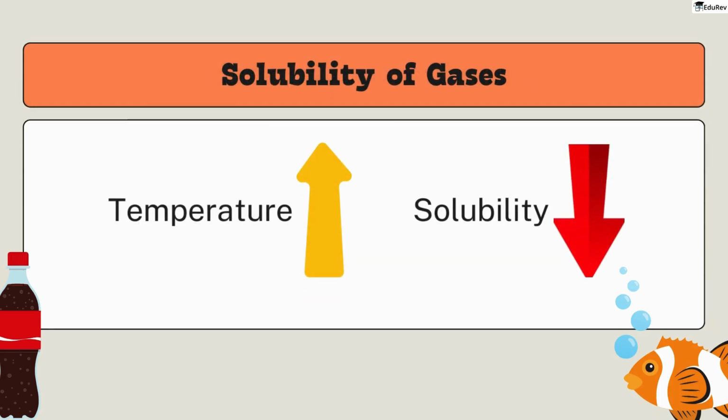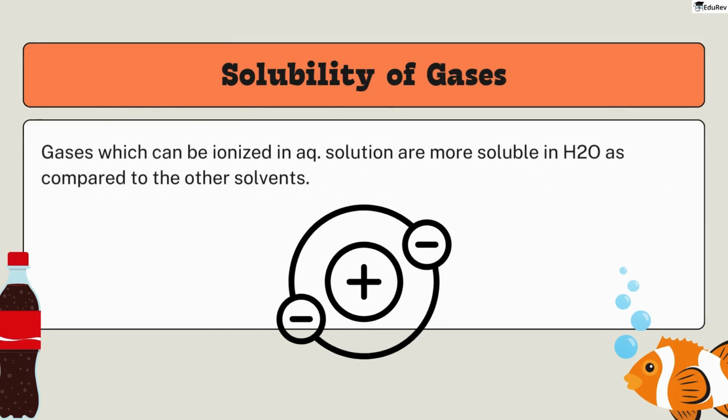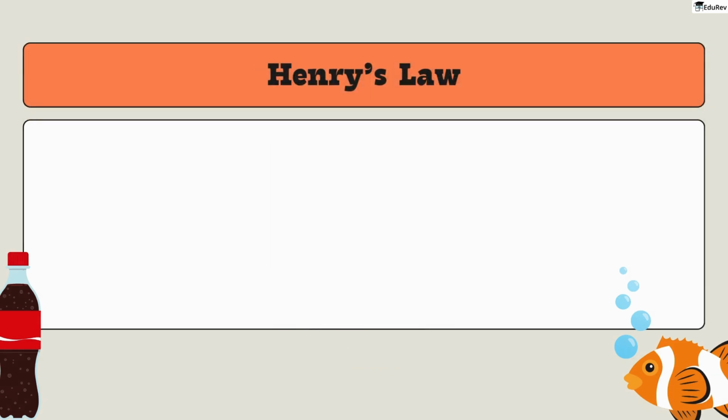Temperature. Generally, as temperature goes up, gases become less soluble in liquids. Nature of the gas. Gases that can be easily turned into liquids, like carbon dioxide, are usually more soluble than gases that are harder to liquefy, like oxygen or nitrogen, as they contain higher value of van der Waals force of attraction. For example, SO2 and CO2 are more soluble in water than O2, N2 and H2. Nature of the solvent. Gases which can be ionized in aqueous solution are more soluble in H2O as compared to the other solvents. Pressure of the gas.